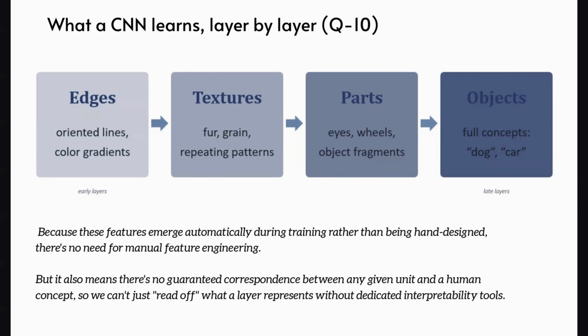Because these features emerge automatically, you never told the model that the first four layers are only for edges or the second last four layers are only for objects. You never manually hand designed it. It's the model that learns it that way. So there is no need for manual feature engineering, but that also means you do not understand which layer is doing what, and that is why explainability is important. You should have different interpretability tools to understand what a layer represents.